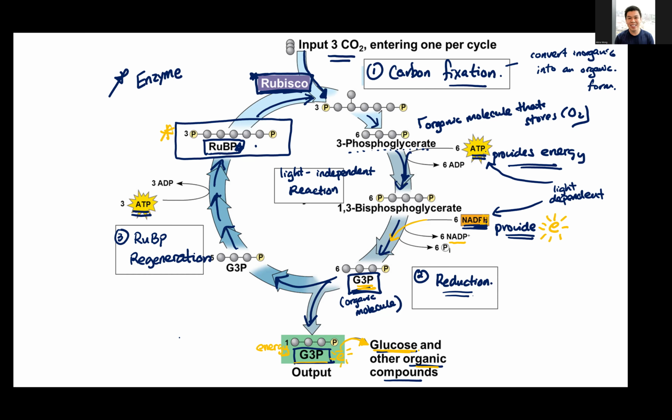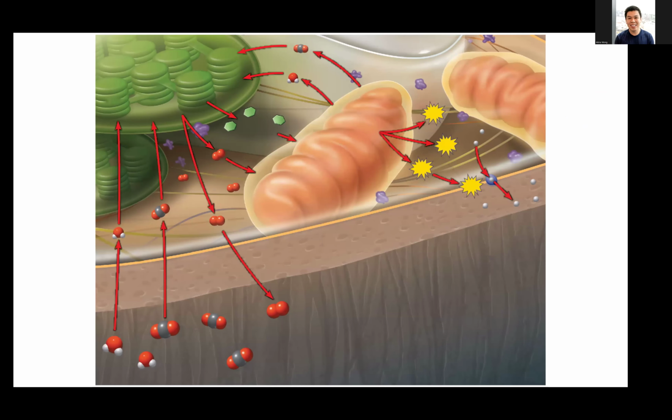Then in the light-independent reaction, if you make ADP and NADP plus, they will get recycled and reused by the light-dependent reaction. The third step of the light-independent reaction is RuBP regeneration. You remake the RuBP. This process keeps repeating.